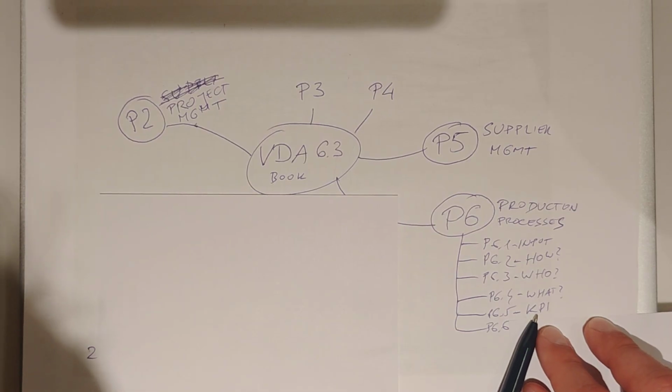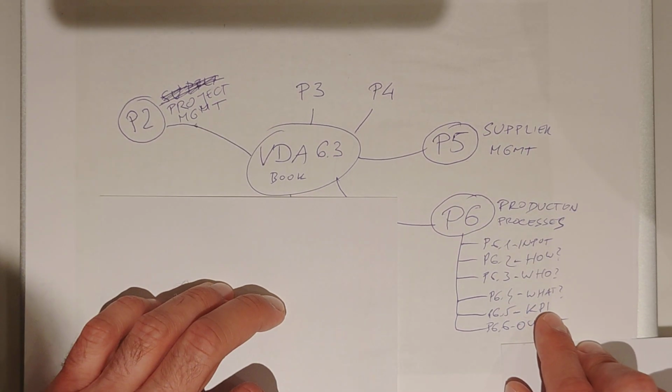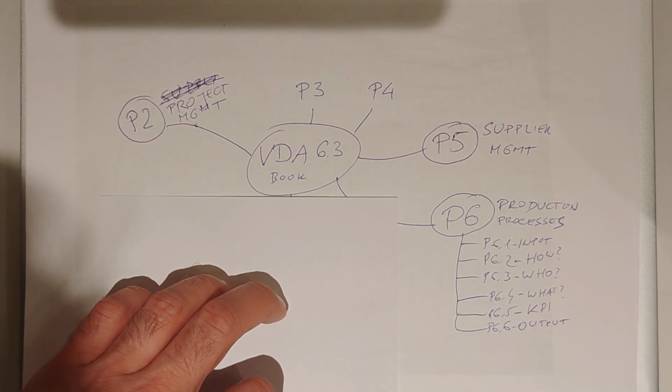How does the supplier manage their KPIs? And KPIs, key performance indicators, of course. The last point is the output.